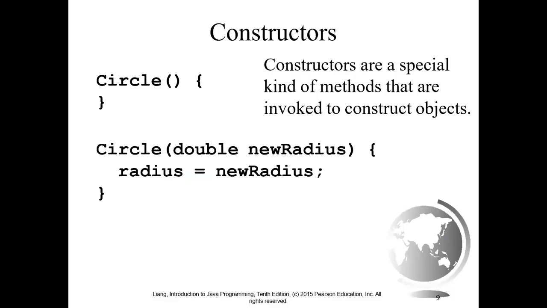Okay, let's take a look over the constructors. Recall what is a constructor. We have mentioned a lot of times a constructor is a special kind of method, right? And that is invoked to construct objects. What does construct objects mean? That means we are going to use the constructors to initialize our objects.